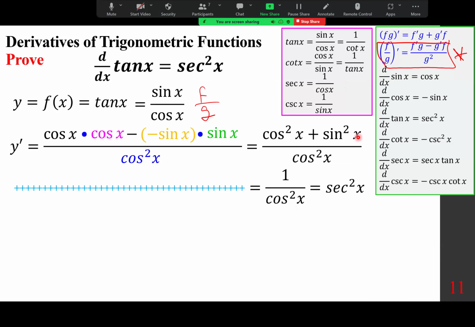So what did we use here? One of the Pythagorean identities, which says, let me use a different color that makes it easier to read. Sine squared plus cosine squared equals 1.